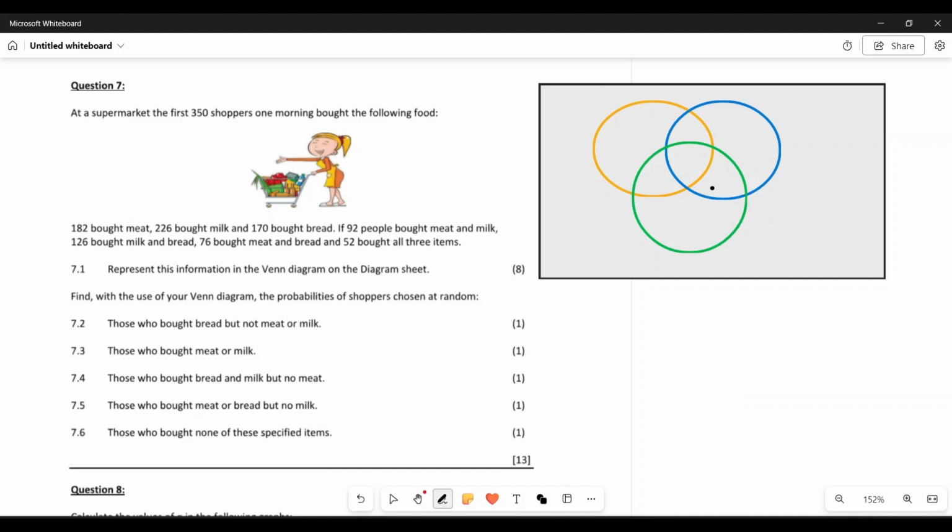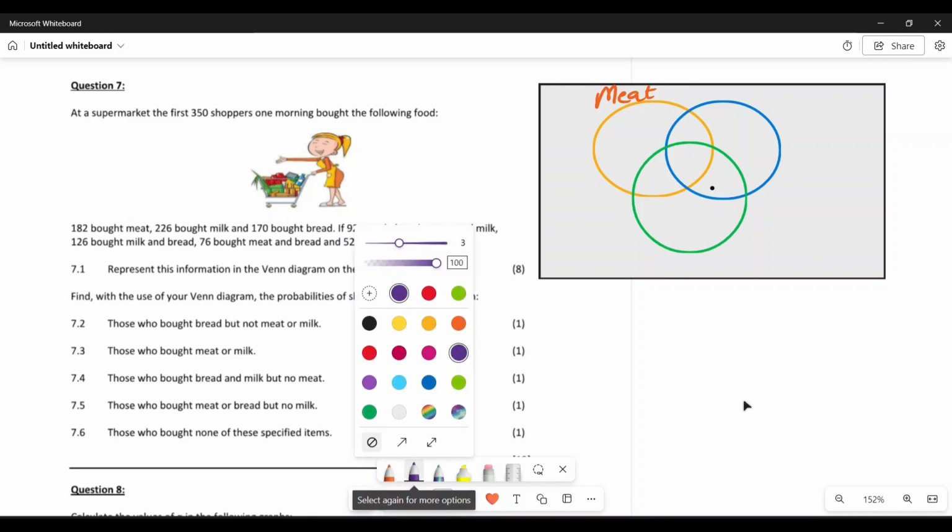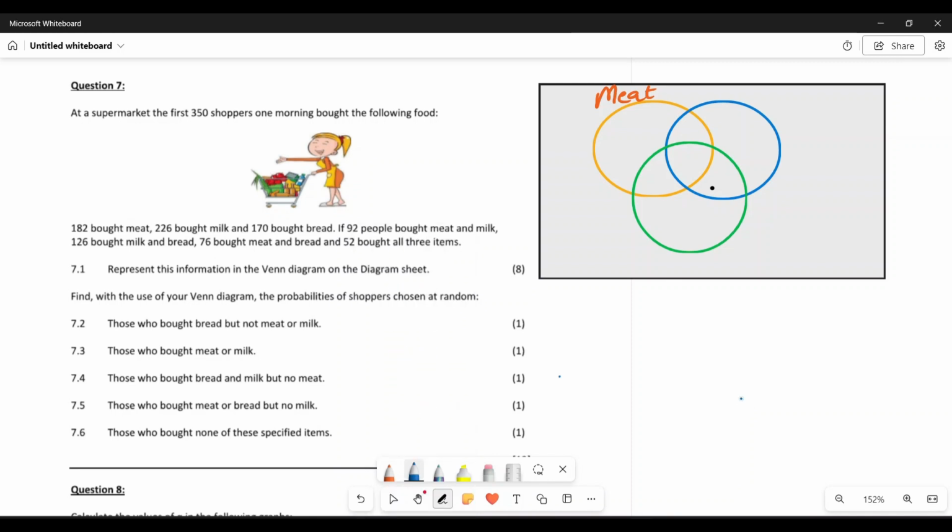Now, this is the Venn diagram. The first circle, this orange circle, I make it for my meat. The blue circle, I make it for my bread, and the green circle, I'm going to make it for my milk.